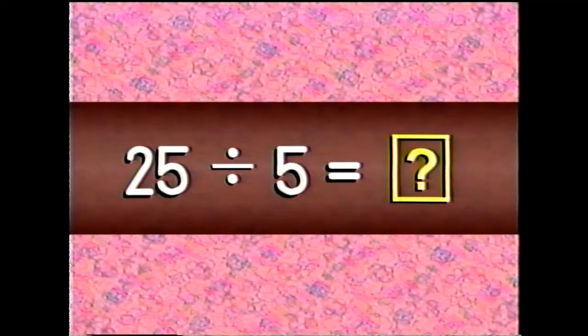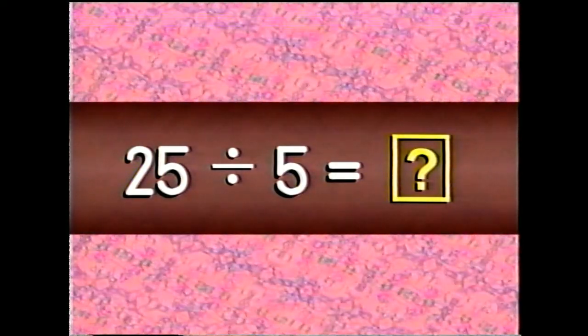30 divided by 5 is 6. 40 divided by 5 is 8. 25 divided by 5 is 5. 35 divided by 5 is 7. 15 divided by 5 is 3. 10 divided by 5 is 2. 45 divided by 5 is 9.